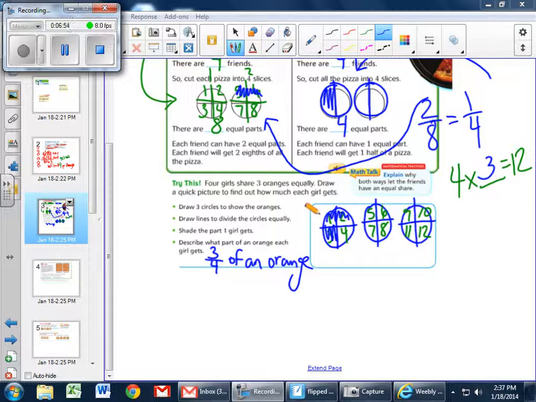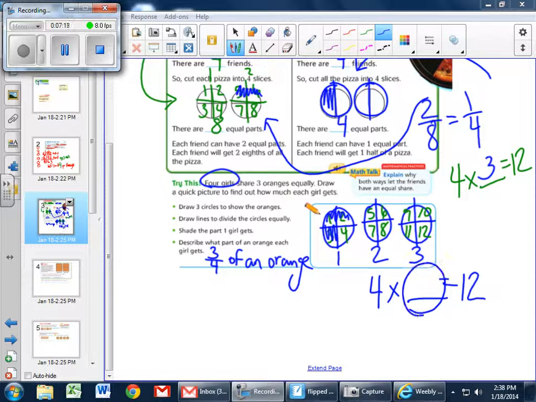Okay. So I drew 3 circles, my 1, 2, 3 circles to represent my oranges. I divided each orange equally into 4 pieces because there were 4 girls. Then I looked and I thought there's 12 pieces because I counted them. 4 girls are going to get something to equal the 12 pieces. The missing number is how many pieces they were going to get. They were going to get 3 pieces, which was my numerator, out of the 4 total pieces, which was my denominator. Okay?